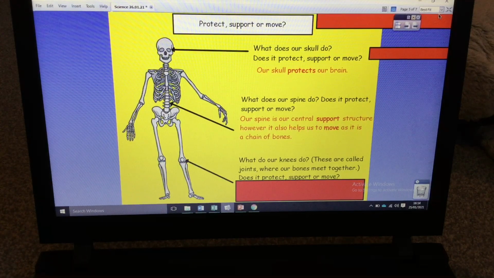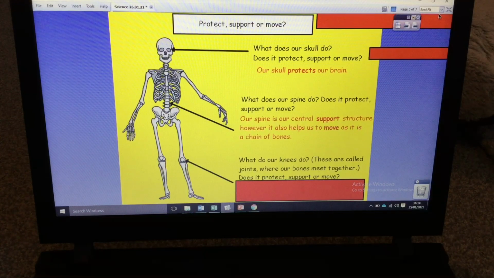So our spine is made up of a chain of lots of bones, which means that we can bend over and we can bend to the side. Some very flexible people can bend over the other way and do a crab. So it does allow us to move as well.